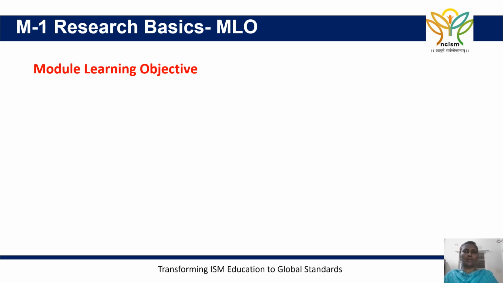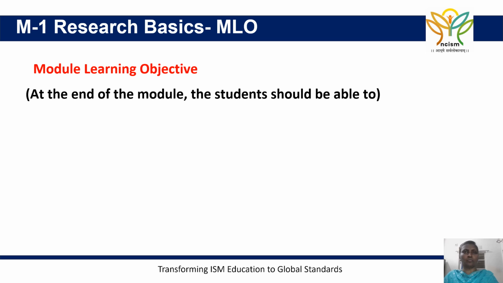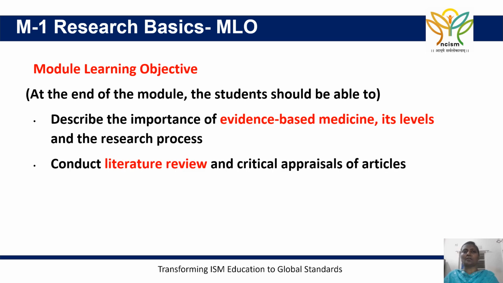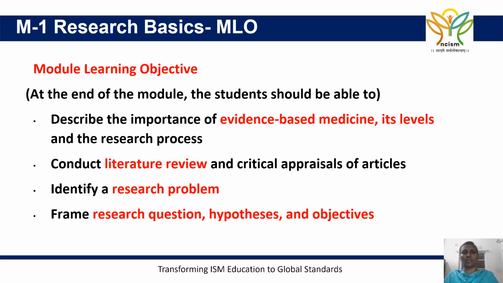Here, Module 1 is taken as an example to explain Table 3. The module name is Research Basics. Its learning objectives are as follows. At the end of the module, the student should be able to describe the importance of evidence-based medicine, its levels, and the research process. Conduct literature review and critical appraisals of articles. Identify a research problem and frame research question, hypothesis, and objectives.